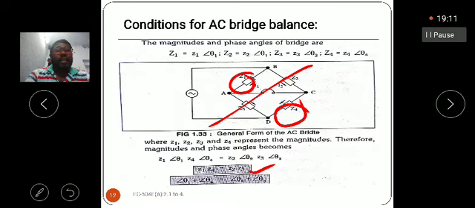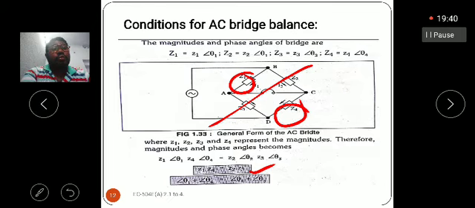Here once again I am repeating the condition for AC bridges. Here we are taking the general form of the AC bridge. Between B and D we have connected the AC source, and between A and C we have connected the detector. If the detector reading is null, that is 0, then the circuit is in a balance condition.